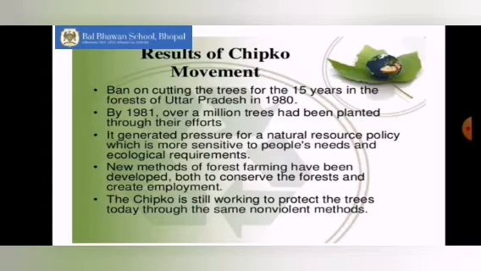Now what were the results of this movement? It led to a ban on cutting the trees for 15 years in the forests of Uttar Pradesh in 1980. By 1981, over 1 million trees had been planted through their efforts. It generated pressure for a natural resource policy which is more sensitive to people's needs and ecological requirements.